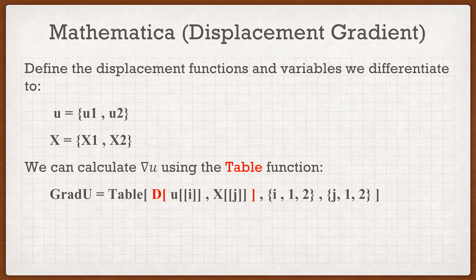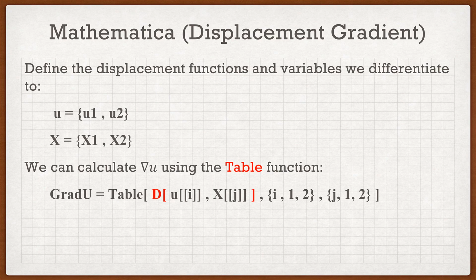It's kind of like a for loop. You guys don't really need to know what it's like, because all you have to do is type in this formula where we say the gradient of u is Table. And what I did is I took the differential of ui with respect to xj. And then I defined i as 1 and 2 and j as 1 and 2. So for instance, this is going to loop through and take the partial of u1 with respect to x1, and then the partial of u1 with respect to x2, and then the partial of u2 with respect to x1, and so on and so on.